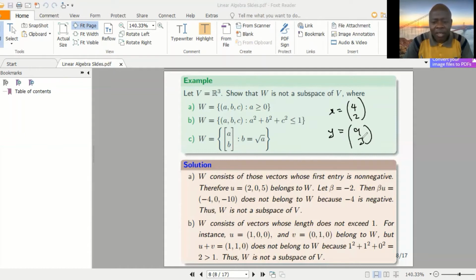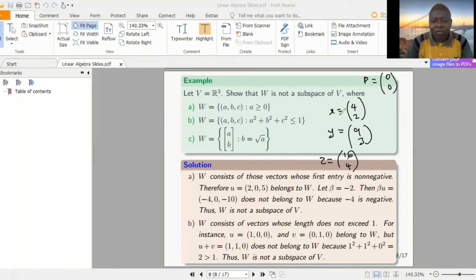So the second element here is the square root of the first element. W will also consist of vectors like 16, 4, and so on, so long as the second element is the square root of the first. So these are part of the vectors in W. W will also contain the vector 0, 0, because the second element here is the square root of the first. So in other words, this W contains the zero vector.